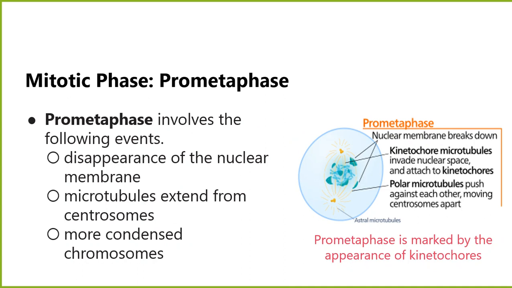What about prometaphase? So, prometaphase is between prophase and metaphase, involves the following events. Number 1, disappearance of the nuclear membrane. Okay? So, totally nawala na talaga yung nuclear membrane in prometaphase. Microtubules extend from centrosomes. Okay, so yan. So, it extends from centrosomes. Sumaba na yung mga spindle fibers and it comes to the opposite ends of the cell. So, more condensed chromosomes. Okay, more condensed na yung chromosomes.